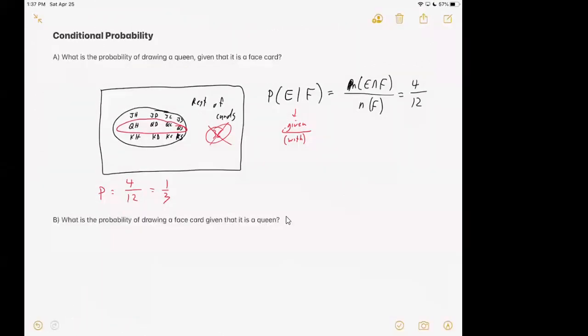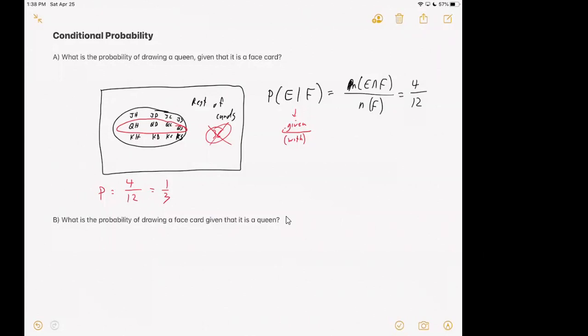Okay, so now we've just reversed the question. What is the probability of drawing a face card given that it is a queen? All right. So there are 2 ways you could think about this. This is as if your friend drew a card out of the deck and says, I have a queen. What are the chances that it's a face card? I think you know the answer. It has to be a face card.